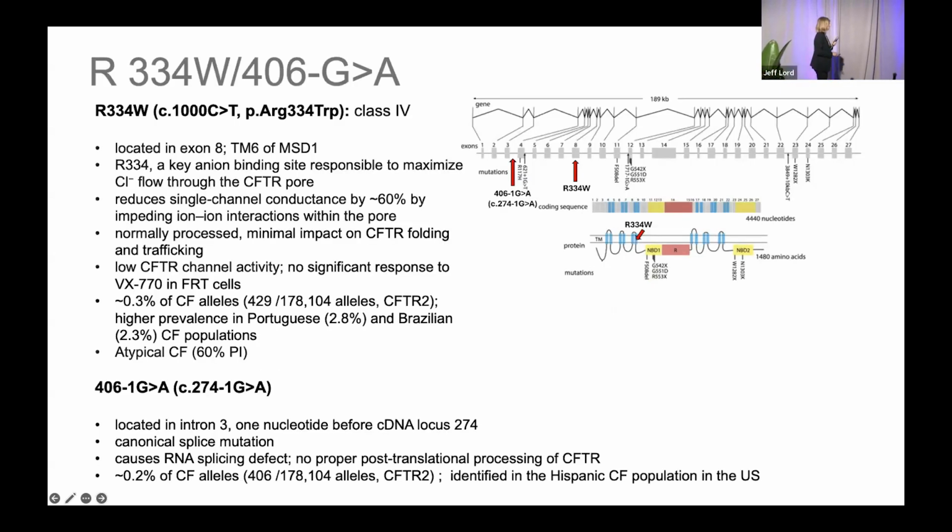So in this particular patient, we had this R334W mutation that's located in exon 8. It has been reported in a few patients, and it has a higher prevalence in Portuguese and Brazilian populations. It is also thought to be somehow associated with some bicarbonate activity that's higher in these mutations. This one was paired with another splice mutation, which is found in the Hispanic CF population. So in this particular genotype, we didn't really know how it would respond.